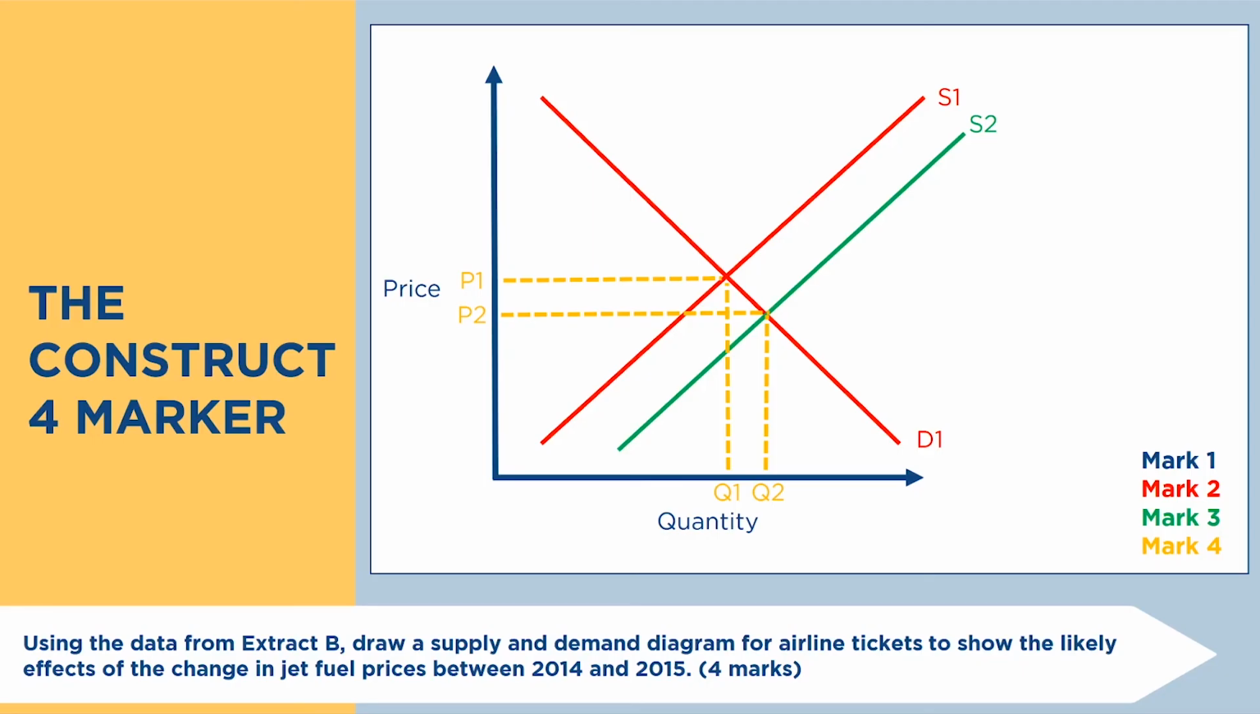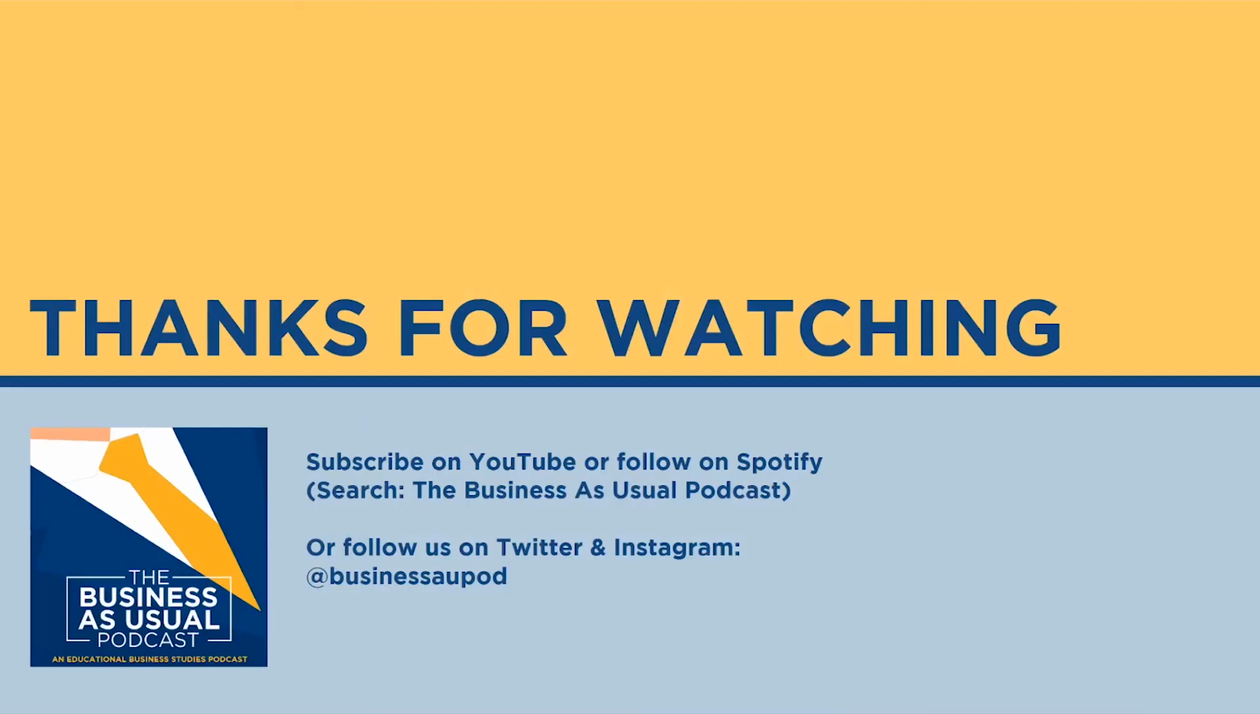But as I said, if you just do the axis and the supply and demand curve lines, you're going to get 2 marks by default.